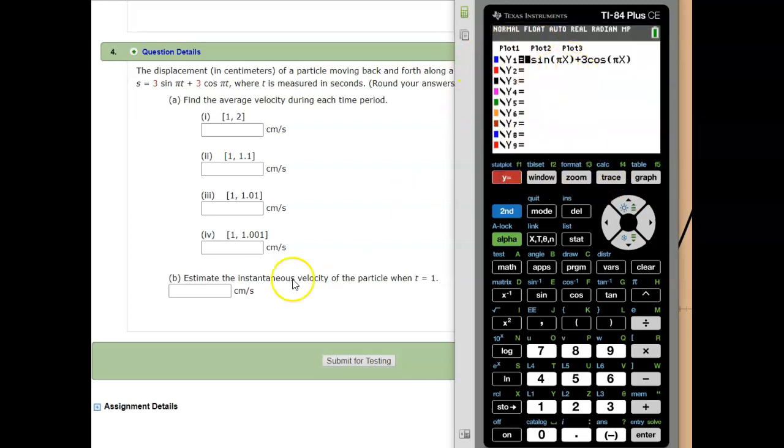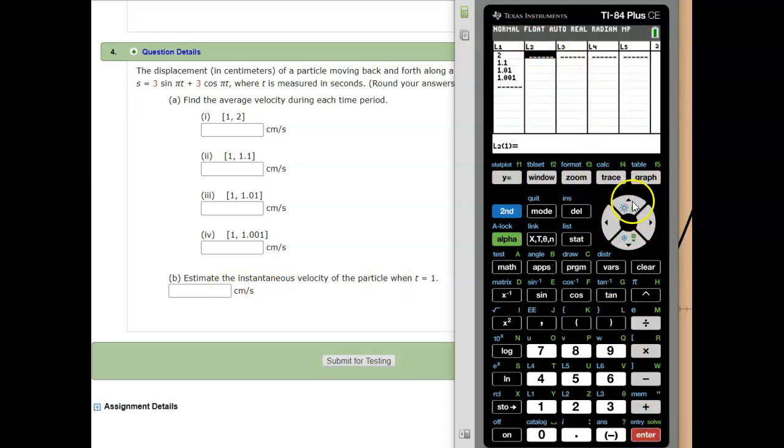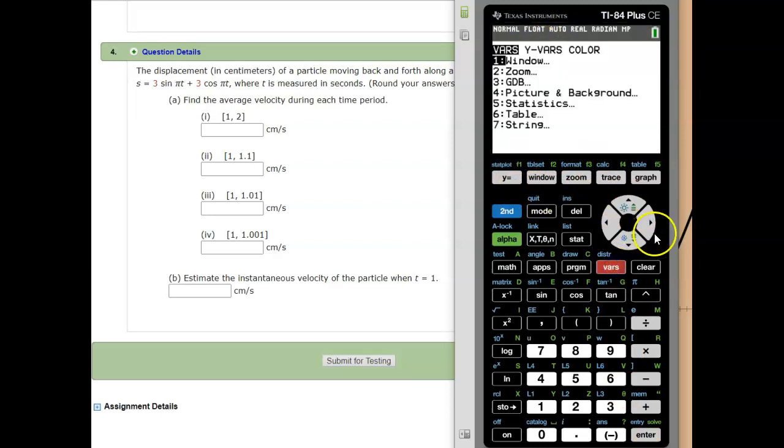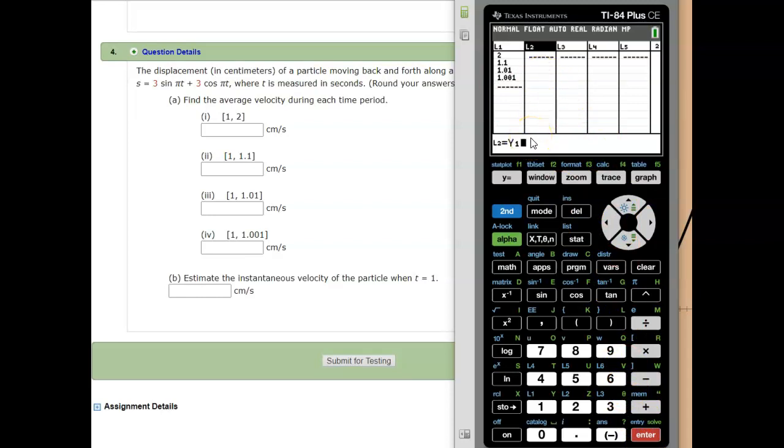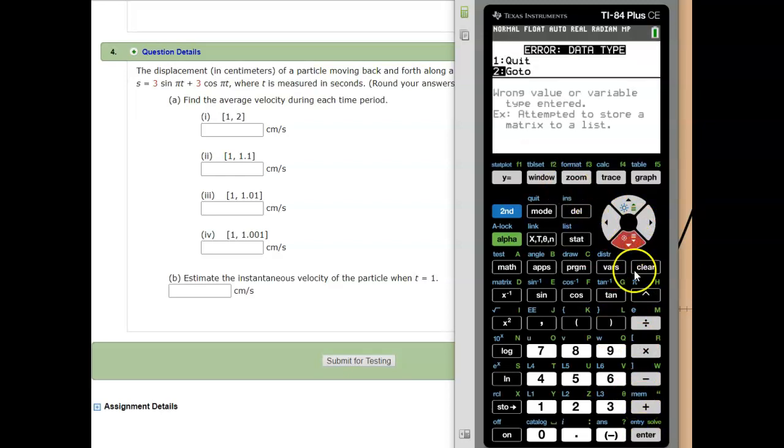Since I already have it, I was thinking about estimating the instantaneous velocity. Then if I use the formula here, because I already have it typed in somewhere else, it'll make it a little faster. So I can just do Y1, and you're either going to need to go vars, Y vars, and then function Y1, which is how you would get it on TI-83, or you can do alpha trace if you have an 84 with the new operating system, and Y1 is there. But I already have it in there, so let me just hit enter.